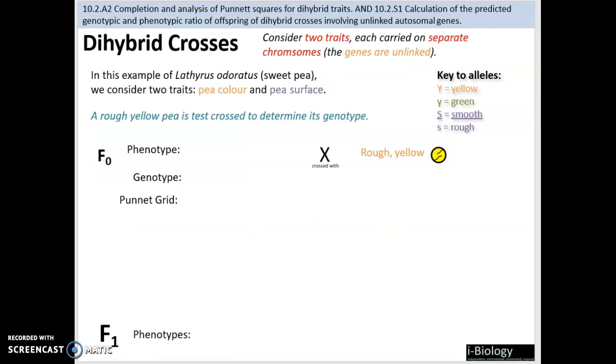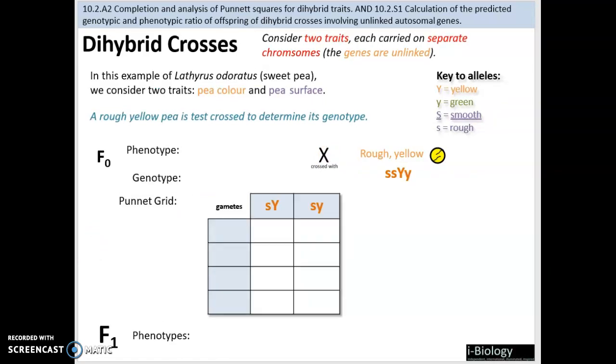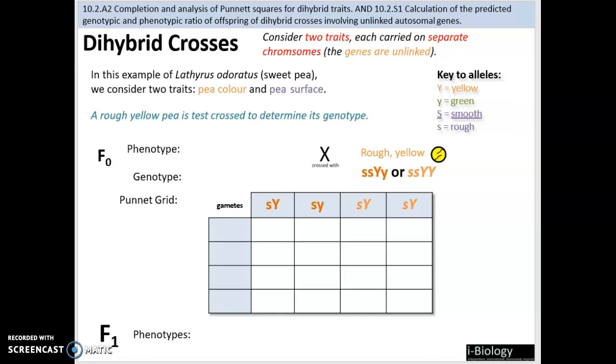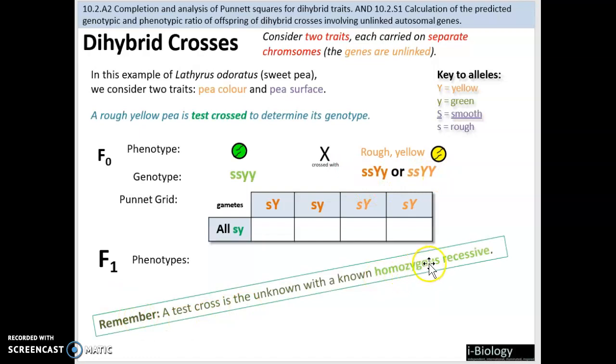So if we didn't know, a rough pea, yellow pea is tested to determine its genotype. If we're doing a cross, we always cross with a recessive to find out its genotype. So if we don't know, the rough and yellow could have these different genotypes. So we would always do a test cross with a homozygous recessive. Homozygous recessive is always going to have the 2 lowercase letters. So we don't have to do the whole lot because we know it can only have that genotype. So it has to be that.